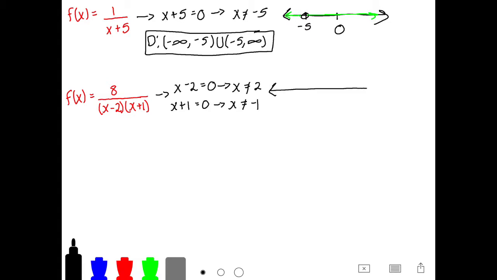Now I'll draw the number line, labeling negative 1 and positive 2. And both will have an open circle. And again, we have the green, which indicates that x can be any number that isn't negative 1 or positive 2. So it can be any number that is less than negative 1, between negative 1 and 2, or greater than 2. In interval notation, the domain will be written with the use of parentheses, negative infinity to negative 1, union negative 1 to 2, union 2 to positive infinity.